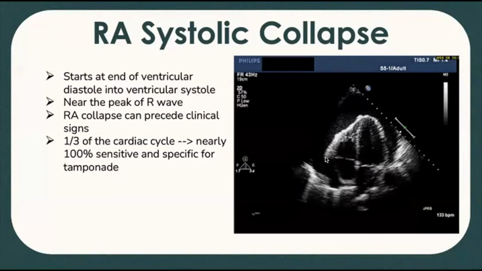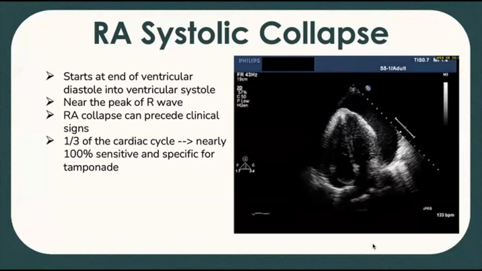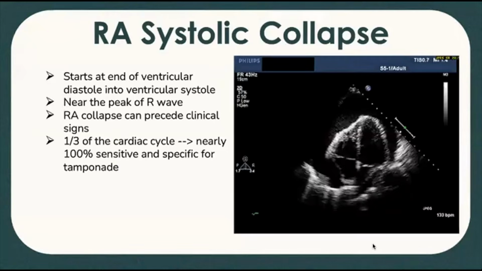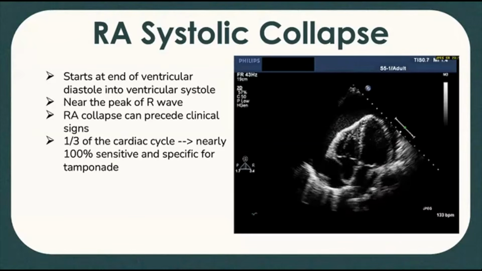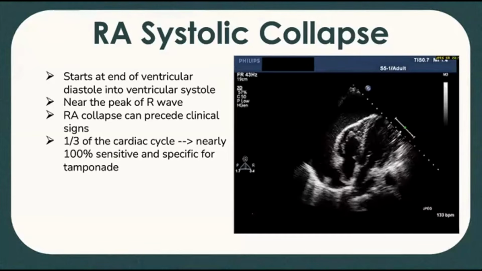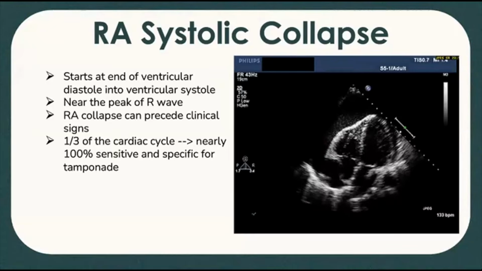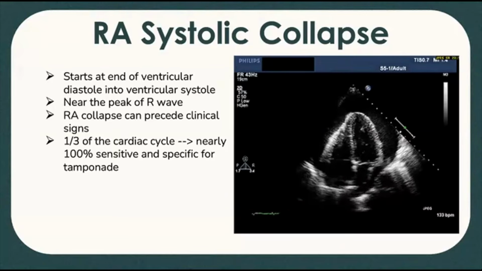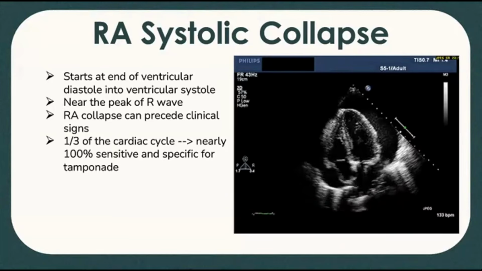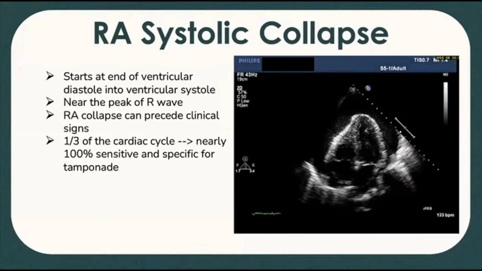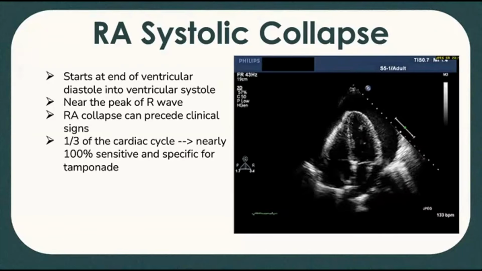The right atrium will stay inverted. Sorry that the images aren't playing super smoothly, but it stays inverted until filling during ventricular systole increases its pressure above the pericardial space pressure. And because the RA is such a thin-walled structure, you can actually see some brief inversion of the RA in the absence of tamponade itself, which is why it's important to look at the duration of RA inversion or collapse if you're suspecting tamponade. If it exceeds a third of the cardiac cycle, that's nearly 100% specific and sensitive for clinical tamponade. Hopefully you can somewhat appreciate the buckling that's in this image.